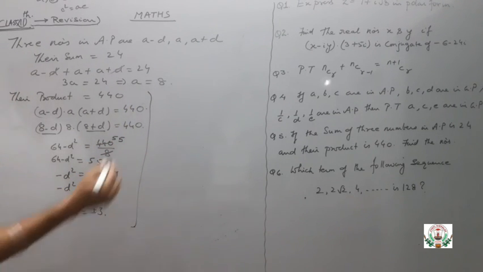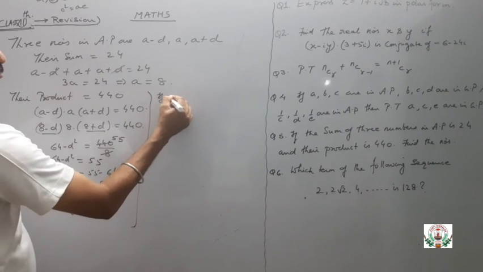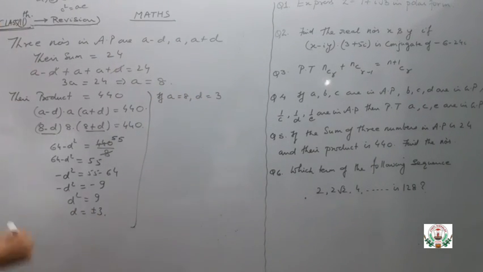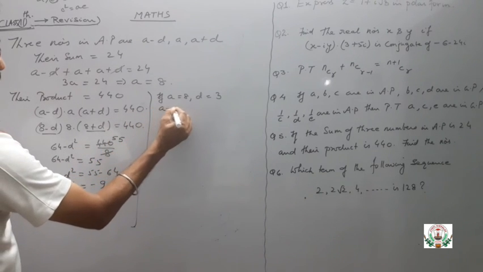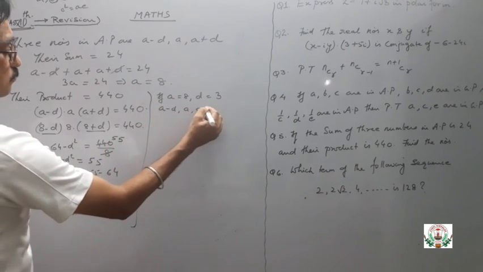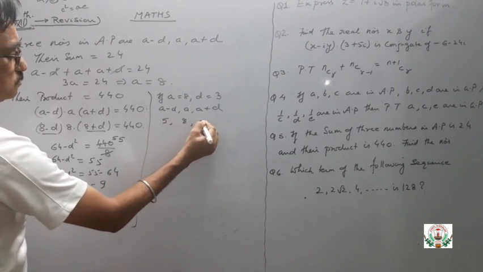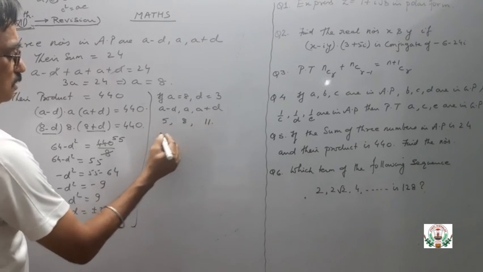So if a is equal to 8 and d is equal to 3, our numbers a minus d, a and a plus d will be 8 minus 3, 5, 8, and this will become 8 plus 3, 11.